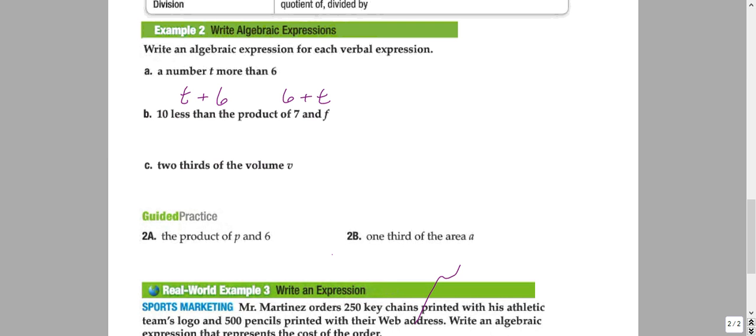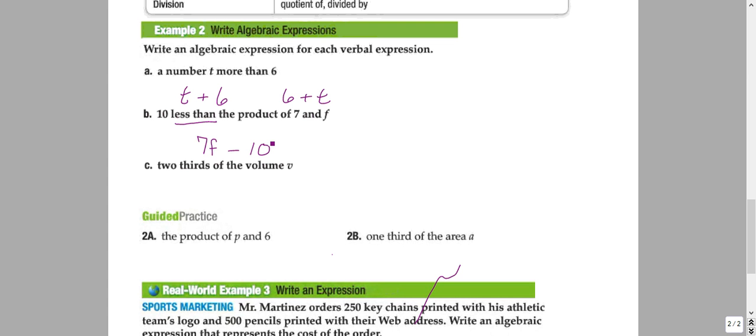than the product of 7 and F. So anytime that you see less than, this is the trickiest one, because we actually have to write this backwards. We are taking the product of 7 and F. Product means multiplying. So we have 7 times F. Understanding in algebra, we don't like that multiplication sign anymore. So if we just squish 7 and F together, we understand we're multiplying. Less than means that we are subtracting that.